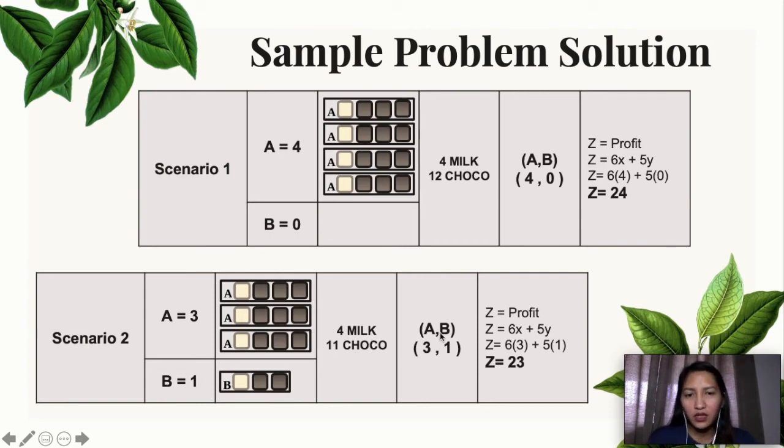So, for our second scenario, meron tayong tatlong A at isang B. If we will compute the profit, 6 times 3 plus 5 times 1 is equivalent to 23 pesos. So, ang favorable pa din na i-produce natin ay itong naunang scenario. Pero hindi pa dyan nagtatapos kasi meron pa tayong ibang scenarios na pwedeng gawin.